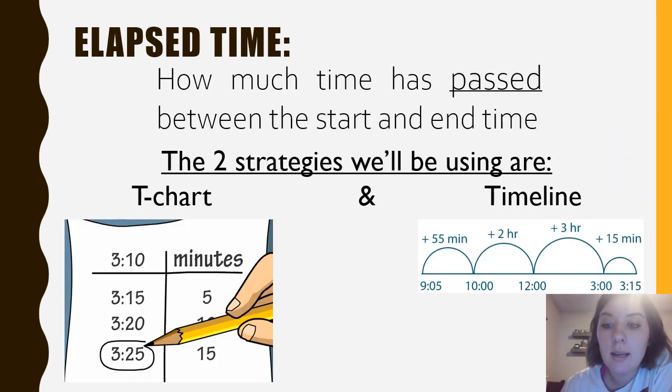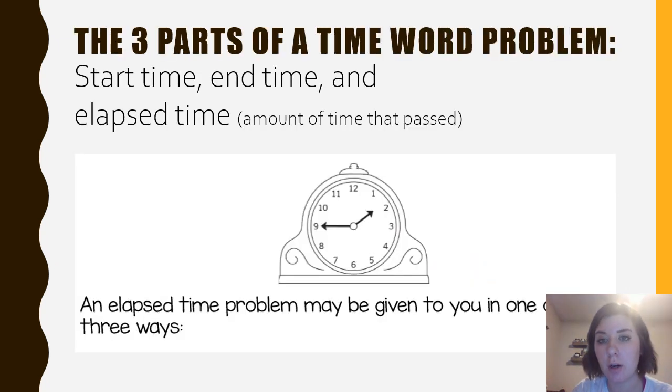Okay, when we're talking about elapsed time, that's how much time has passed. So how much time is there in between the start and the end? There are 3 parts of a time word problem, and you could be solving for any 3 of them: start time, end time, or elapsed time.